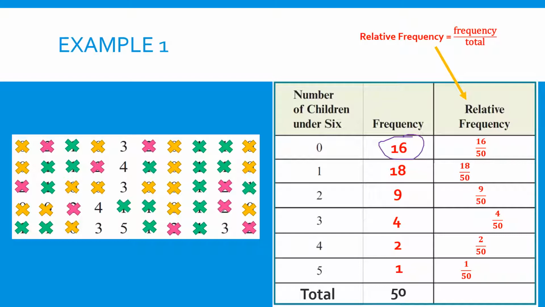And then, once again, like I said, one way that you can check your answer for the relative frequency is, if you add up all of these fractions, they should add to 1. So all of those fractions added together should add to 1. That's how you can check your answer there.